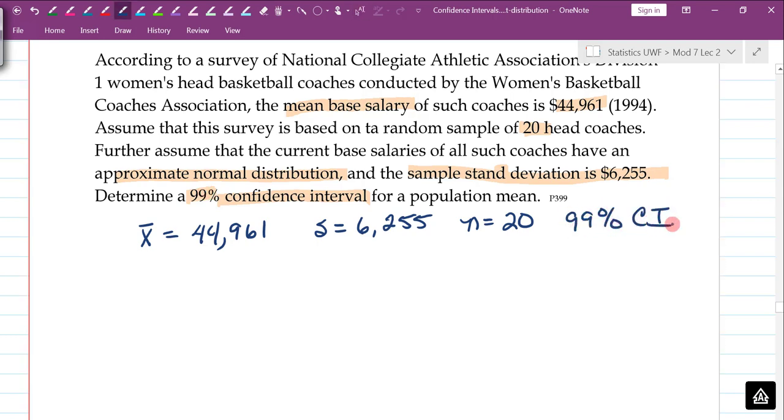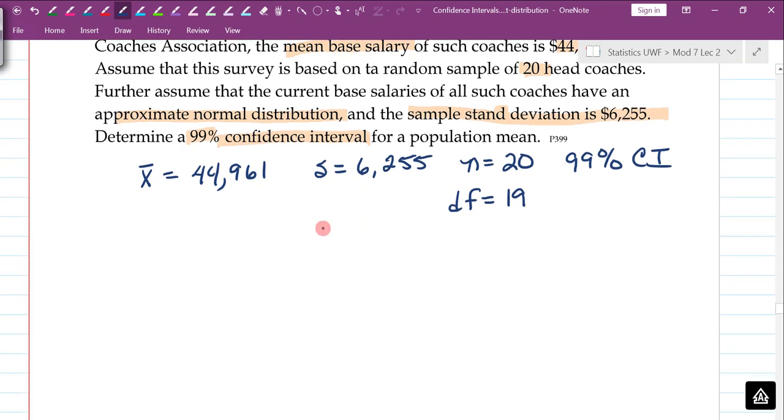Okay, and therefore I know right here that my DF is going to be equal to 19. And I know I'm going to be using my DF because I have sample standard deviation, not my population standard deviation. And I know that clearly on this one because it says sample. Alrighty, so the first thing I want to do is find my critical t-value. So it's going to be 0.99, comma, degrees of freedom, 19.